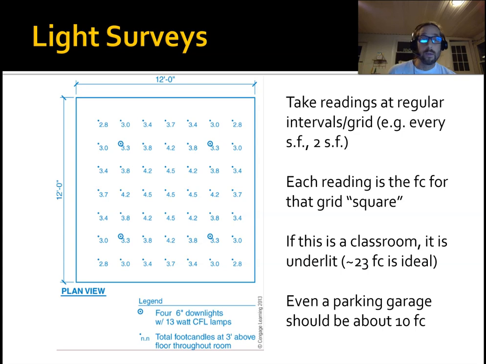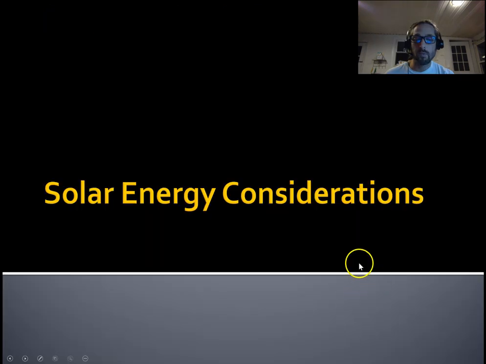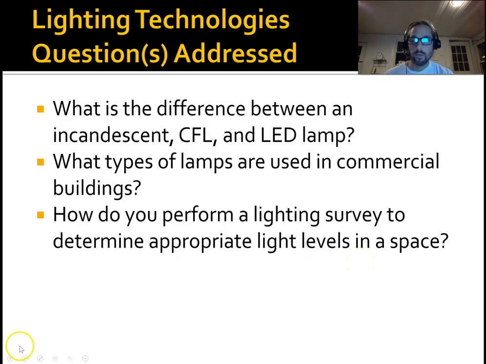So what you would do is some more calculations to figure out what type of lights to put in, how many lumens, and so forth, which you may do in a future lab. You install the new lights, and then you go around and redo this, and you say, okay, now I'm at acceptable levels, or now I'm not, so maybe you have to add more lights. And that's the long and the short of how we're going to do light surveys. So now, hopefully you know the difference between incandescent, CFL, and LED. You'll know what kind of lamps are used in commercial buildings, and you have a basic understanding of how to perform a light survey.